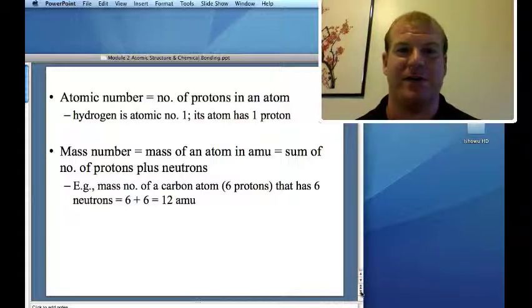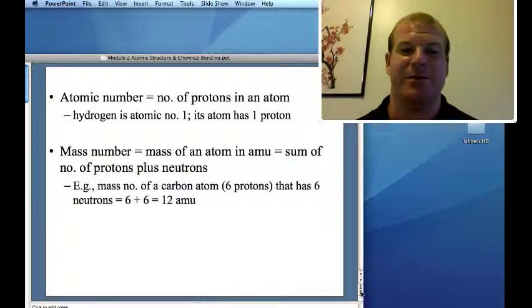And we're going to classify elements by the number of protons. The atomic number is the number of protons. It defines the element. Carbon has 6 protons. If an element has 6 protons, it's carbon. If an element has 7 protons, it's nitrogen.